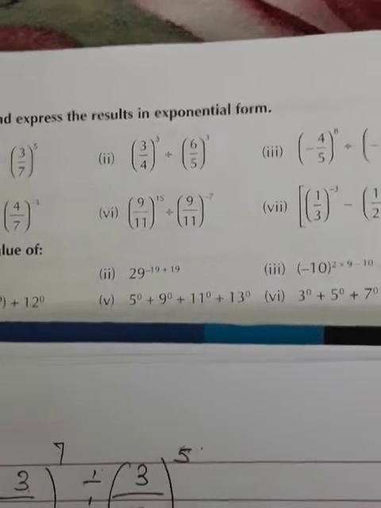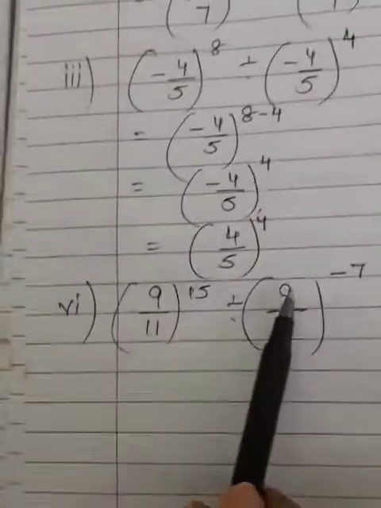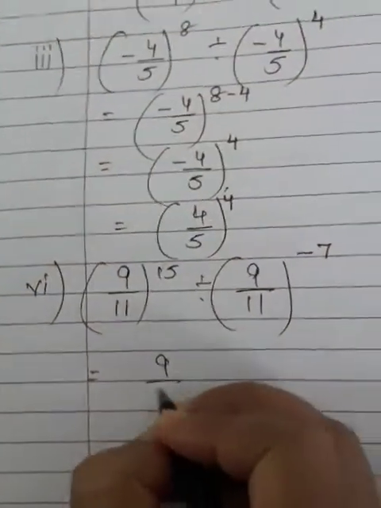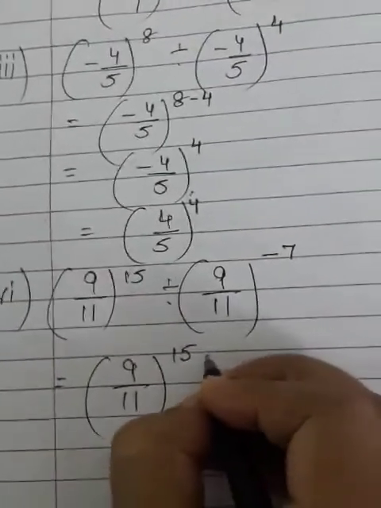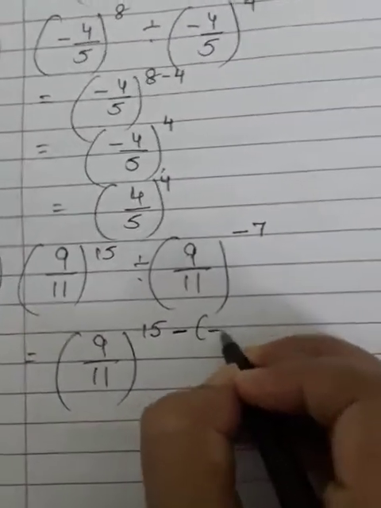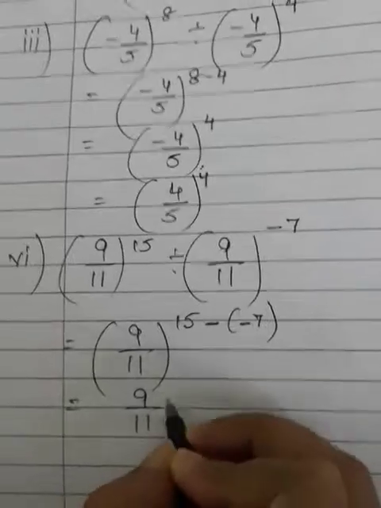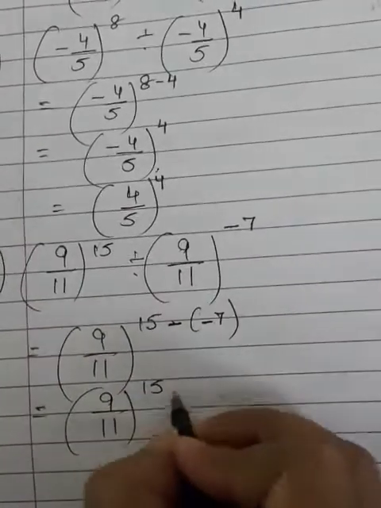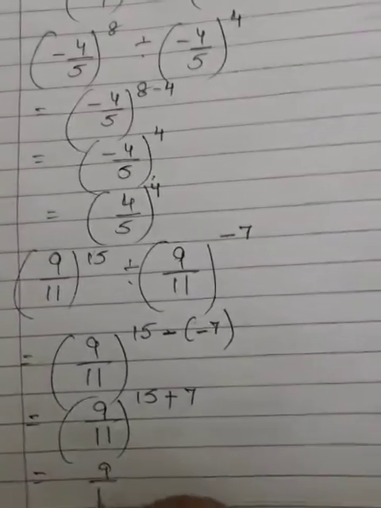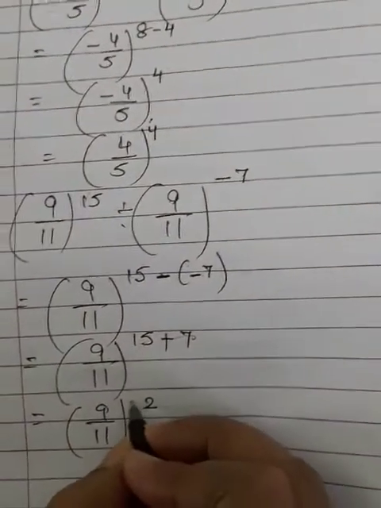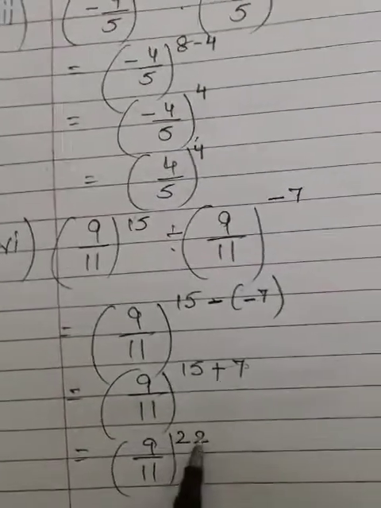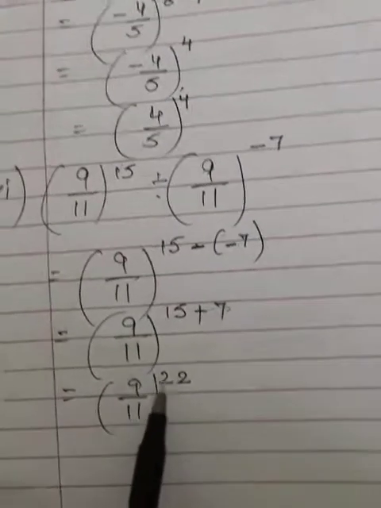Next I'll take sixth part, 9 over 11 to the power 15 divided by 9 over 11 to the power minus 7. You see 9 by 11 base, here also 9 by 11 base. So what you will do, write it once and subtract the power. 15 minus, second power is minus 7. Since there are two signs, I am using a bracket, so you are not confused. 9 over 11 whole power 15 minus minus 7, minus minus becomes plus. 15 plus 7 is how much? 7 plus 5, 12, 1 carry, 1 plus 1, 2. So this is the answer. This 22 is in the power, okay? Write it nicely in your notebooks.